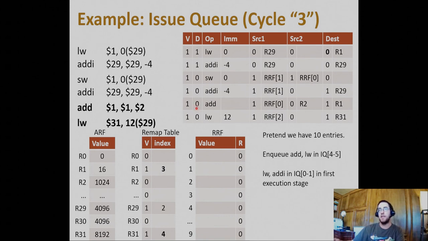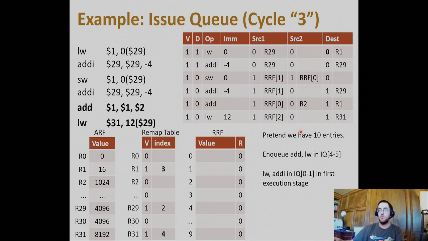And when we add them into the issue queue, or really approximately when we add them into the issue queue, we rename the destinations. So R1 gets a new name, 3. And when we rename R1, we clear the pending bit for the first load word of R1. And we rename R31. R31 gets the new name 4. And so these three instructions here are pending to write to R29, R1, and R31. And these instructions are waiting on the rename register file. This one read its value for R2 from the architectural register file already, so it's not pending.